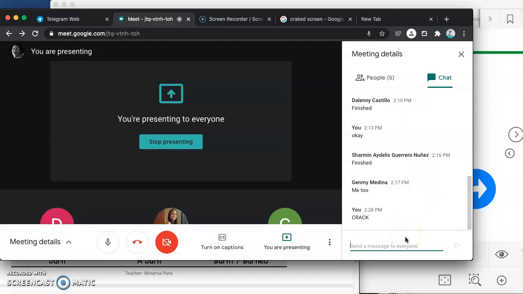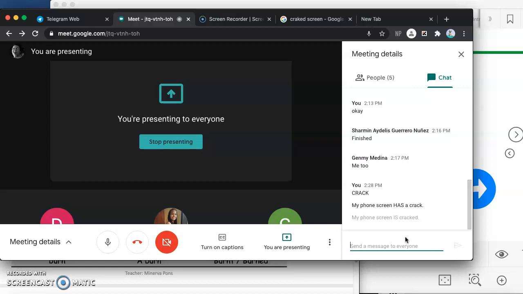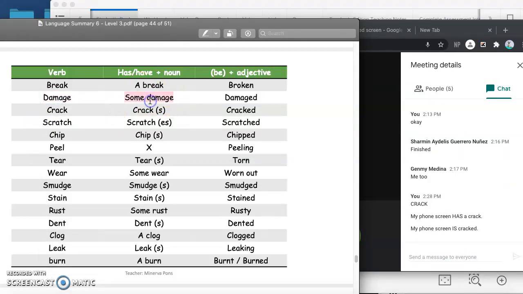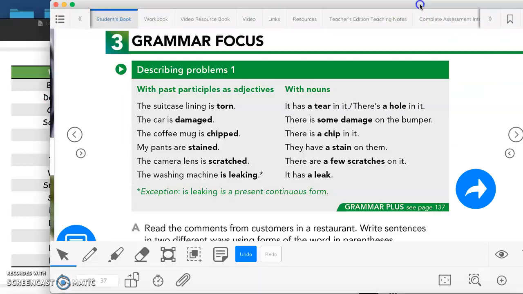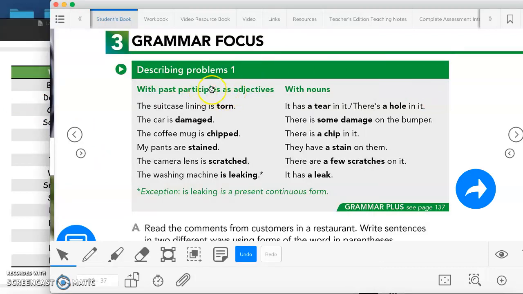So I can say my phone screen has a crack, or I can say that my phone screen is cracked. So every time that I have a verb, I can either use it as a noun or I can use it as an adjective. If I'm going to use it as a noun, I can use the word has or have, there is, there are, they have, it has. Or I can use it as an adjective using the past participle, and in that case, I'm going to be using the verb to be.